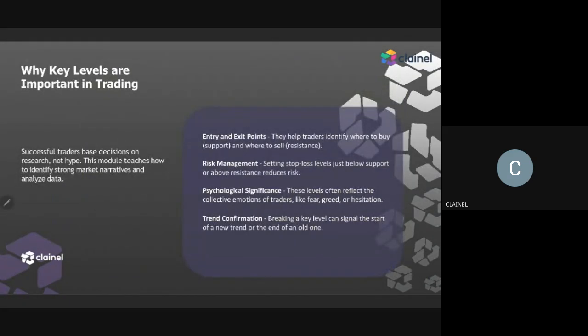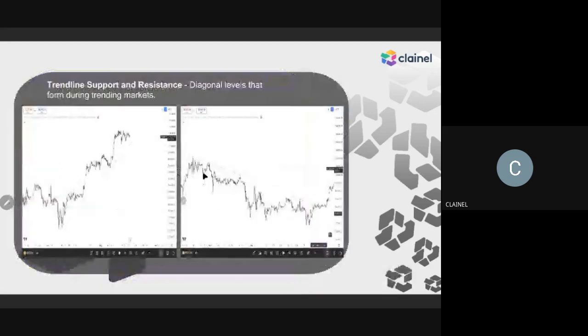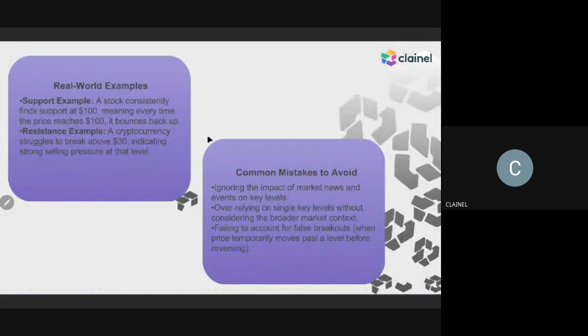they help with trend confirmation. Why key levels are important in trading: they help us with trend confirmation. Breaking a key level can signal the start of a new trend or the end of an old one. So yeah, when we saw price here breaking upward and retesting this zone and using it as a region for demand, we saw the end of this zone as a supply zone and the beginning of this zone being used as a demand zone. Okay, moving on.